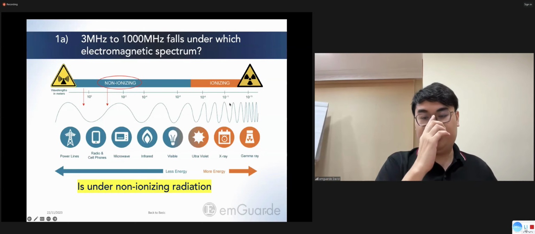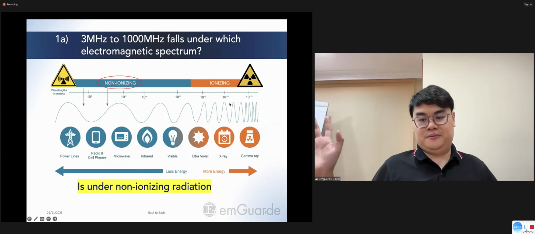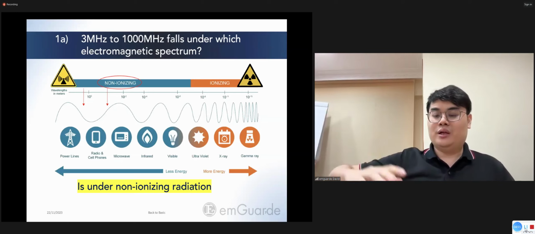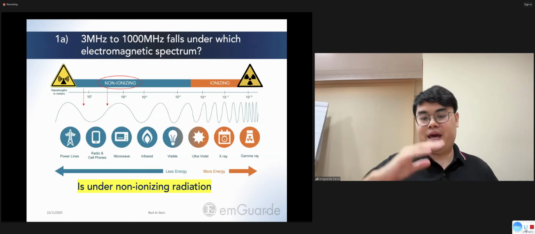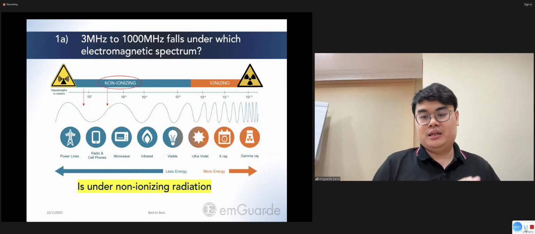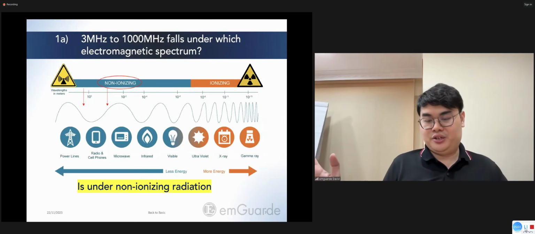These are the radiations which we are not addressing. These are very high radiation. We are talking about the gamma rays, the nuclear reactor, all the X-rays from the X-ray machine. These are super high radiation.